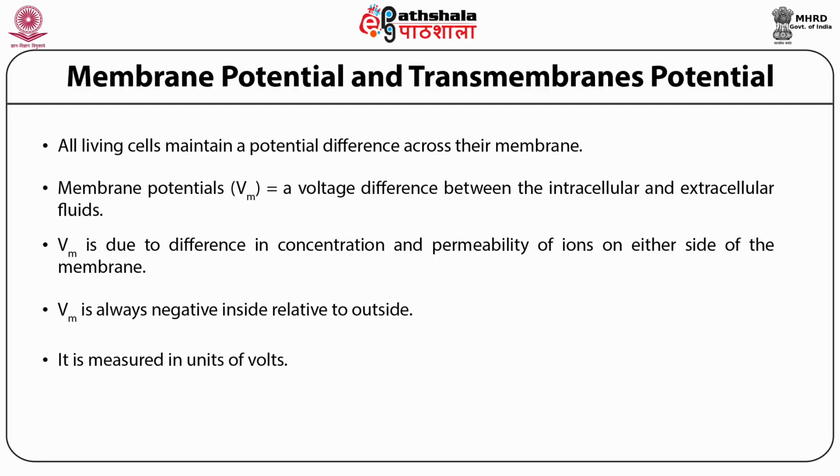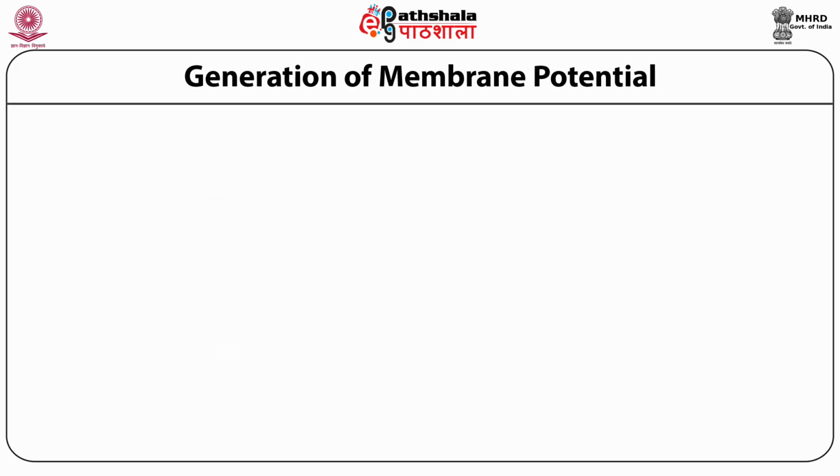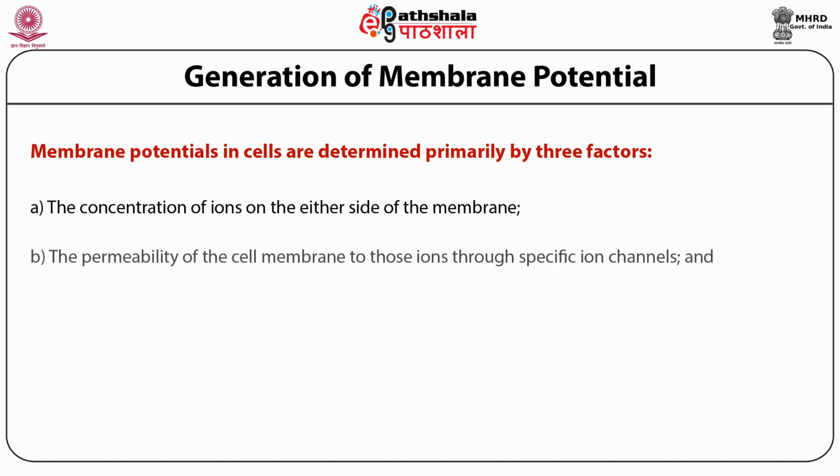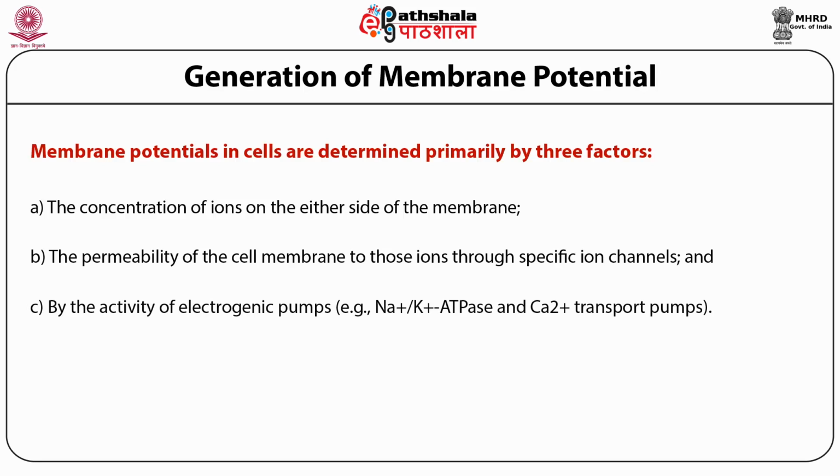It is measured in the unit of volts, and Vm ranges from -40 millivolts to -200 millivolts depending upon the cell types. Generation of membrane potential. Membrane potential in the cells is determined primarily by three factors. 1. The concentration of ions on either side of the membrane. 2. The permeability of the cell membrane to those ions through specific ion channels, and 3. the activity of electrogenic pumps, for example, the sodium-potassium pump and calcium transport pumps.